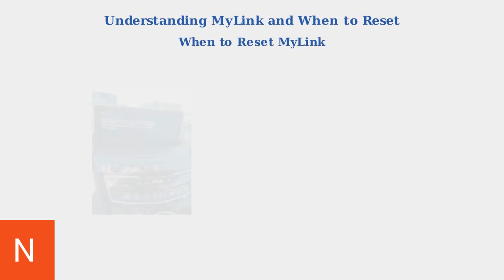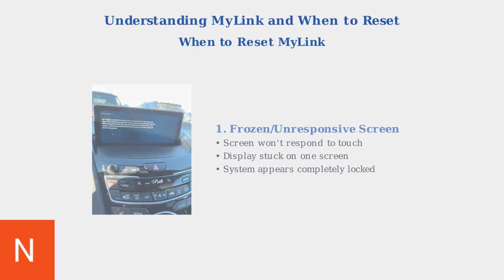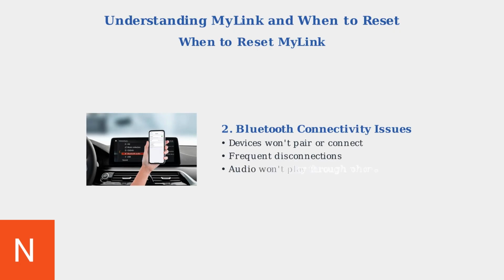You might need to reset your MyLink system when experiencing several common issues. The most frequent problem is a frozen or unresponsive touchscreen that won't respond to touch inputs. Bluetooth connectivity problems are another common issue requiring a reset. This includes devices that won't pair, frequent disconnections, or audio that won't play through connected phones.